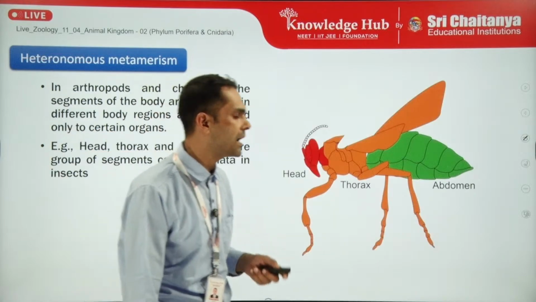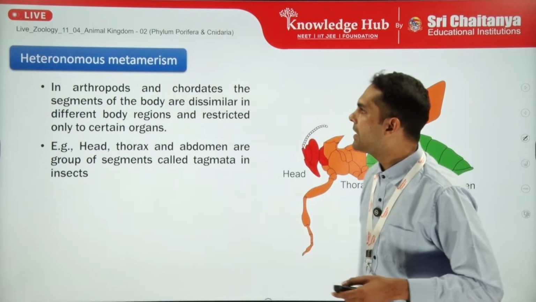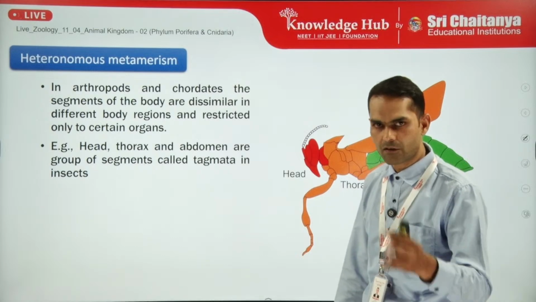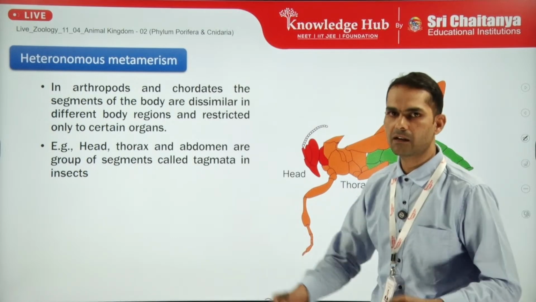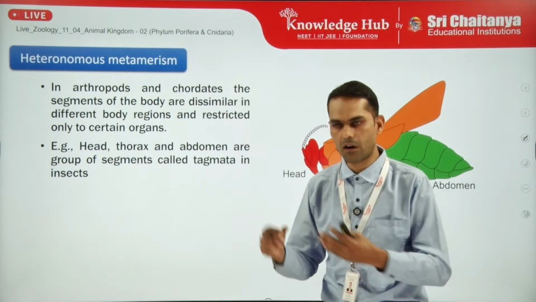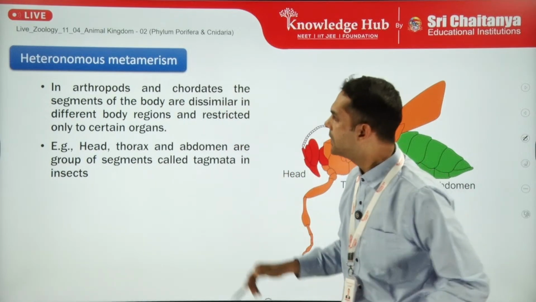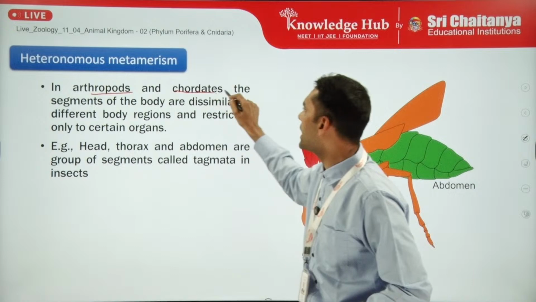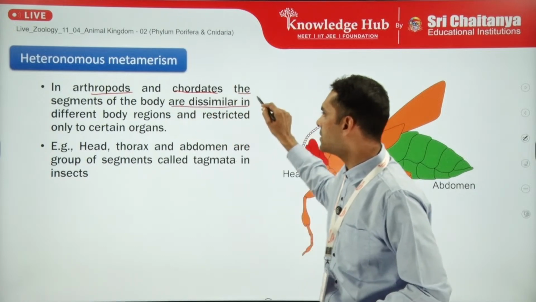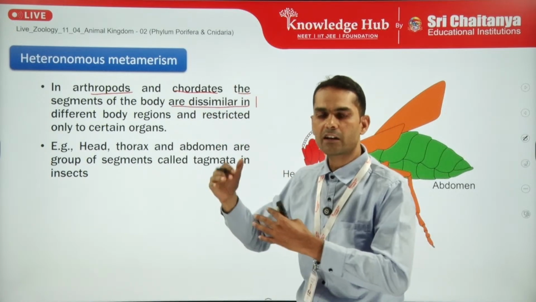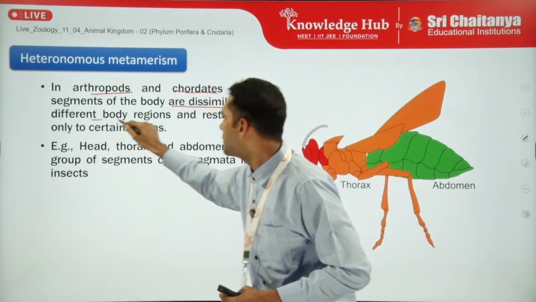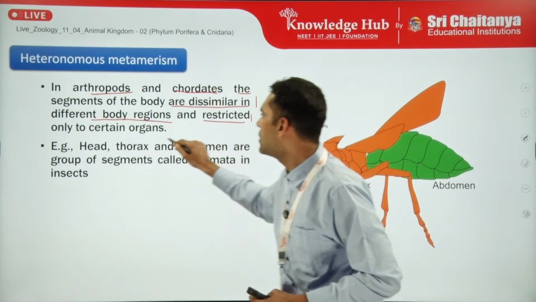Moving to the next part. The next part is heteronomous segmentation or heteronomous metamerism. It's very simple, and we ourselves are examples of heteronomous metamerism. In arthropods and chordates, the segments of the body are dissimilar, and the body is divided into different body regions, with segmentation restricted only to certain organs.